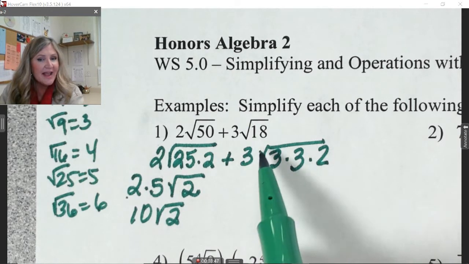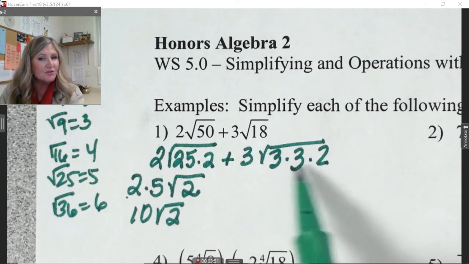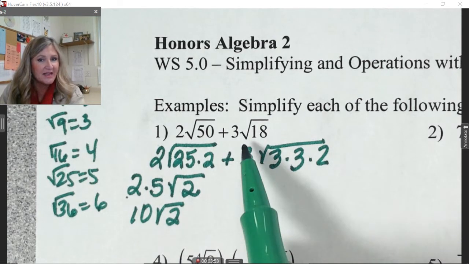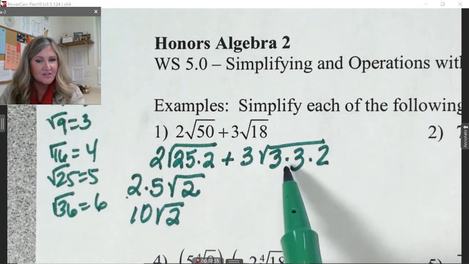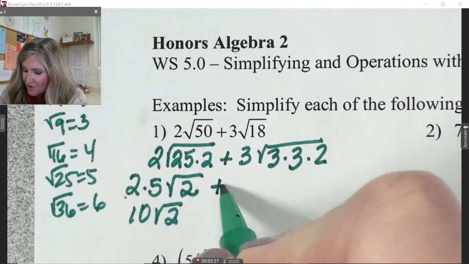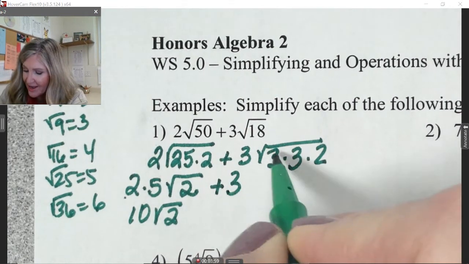As soon as I have, this is the square root, so as soon as I have 2 factors that are the same, I can take it out. I have 2 factors that are the same, so I can take it out. So I already have a 3 out there.